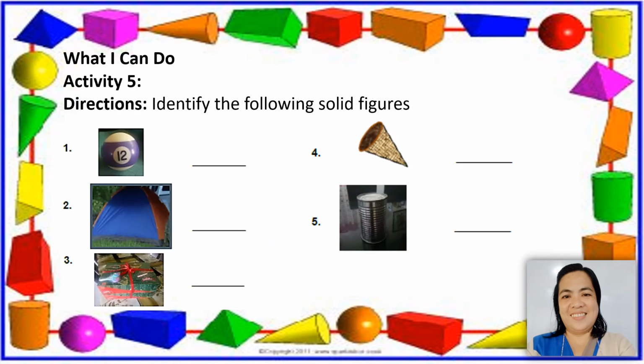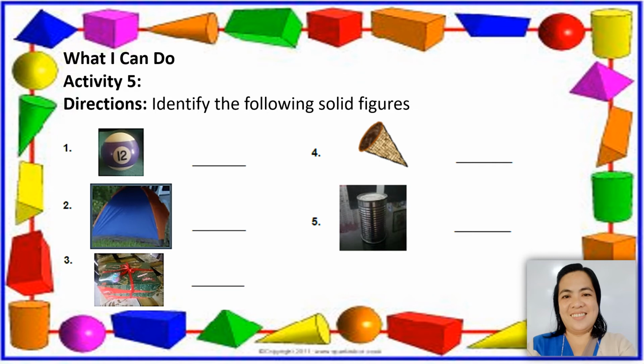What I can do. Activity 5. Directions: Identify the following solid figures. For number 1, try to look at the object, then identify the solid figure. It's a billiard ball. For number 2, it's a tent. So what do you call the solid figure of that tent? For number 3, I think it is a box. So what do you call that solid figure? For number 4, try to look at it, it is an ice cream cone. What do you call that solid figure?